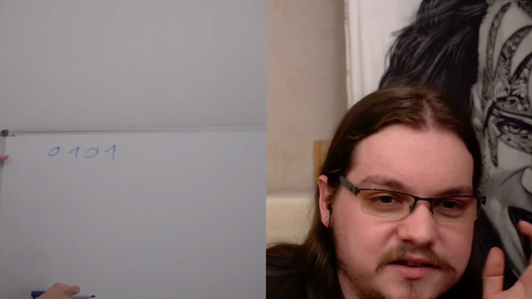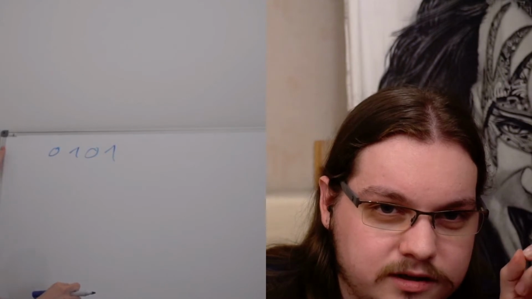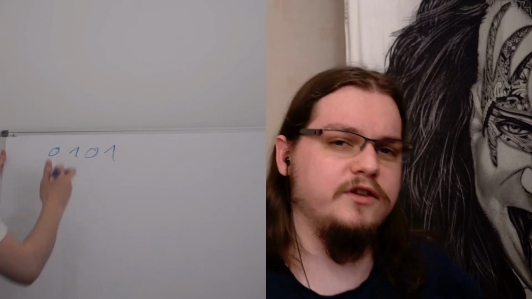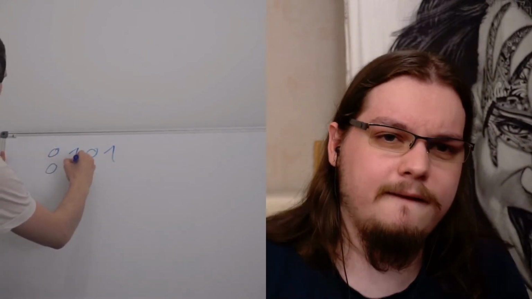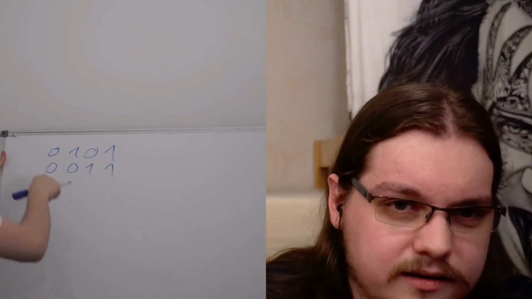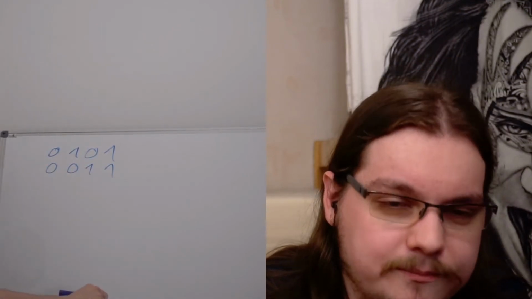Actually, maybe make the second number smaller visible than the first one. So make it like 0011 for the second number. I'll just write under it, I guess. And I guess now we just invert that. Yeah, so it becomes 1100.